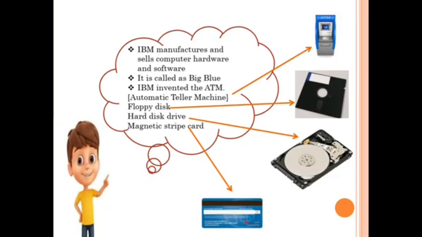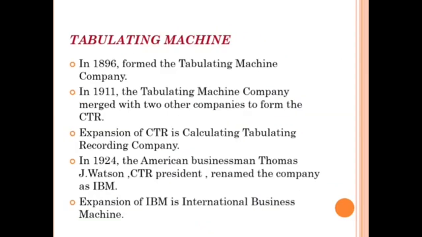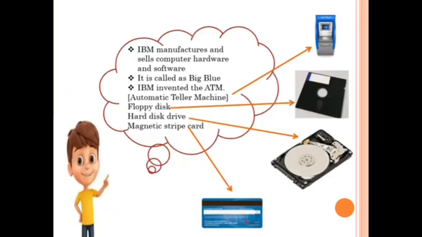Okay. So ATM, floppy disk, hard disk drive, magnetic stripe card. These four things were invented by whom? This IBM. The expansion of IBM is International Business Machine. So this company introduced these four things: ATM, floppy disk, hard disk drive and magnetic stripe cards. Okay? Now in the next topic, that is the next class, we will see the generations of the computer. So once we will recall the devices.